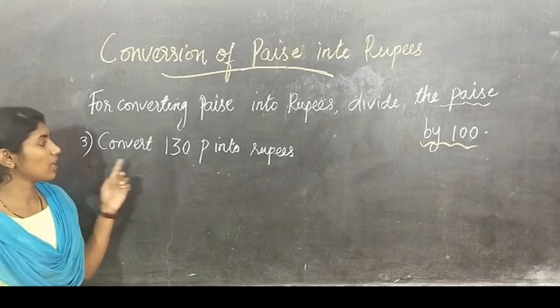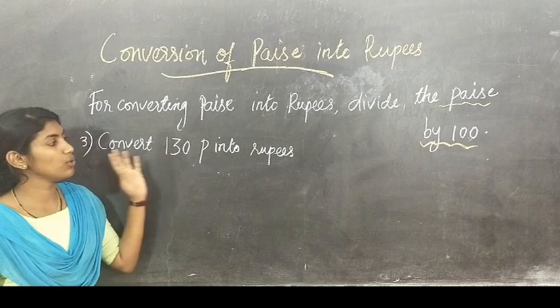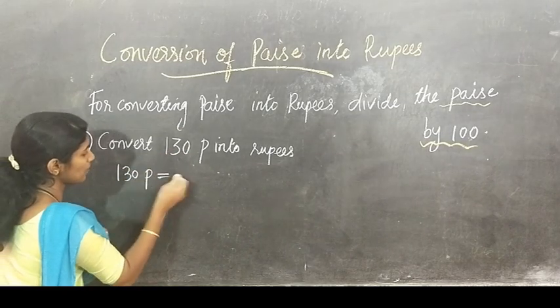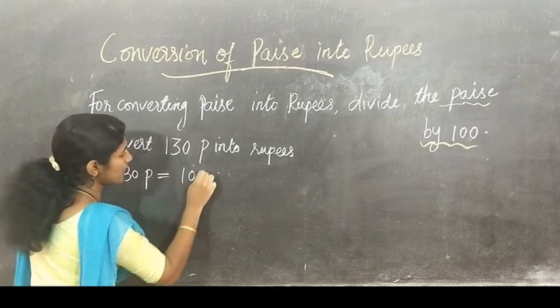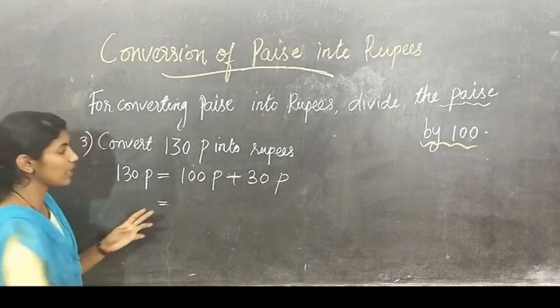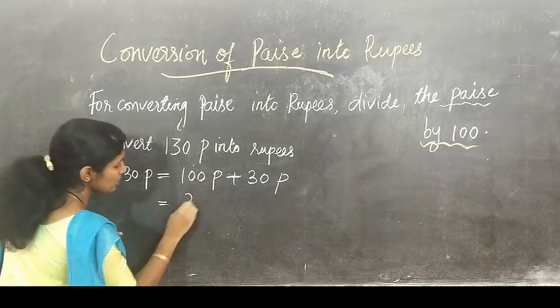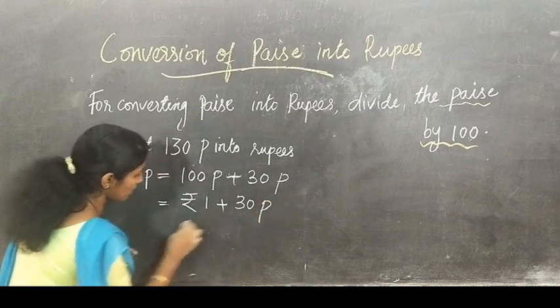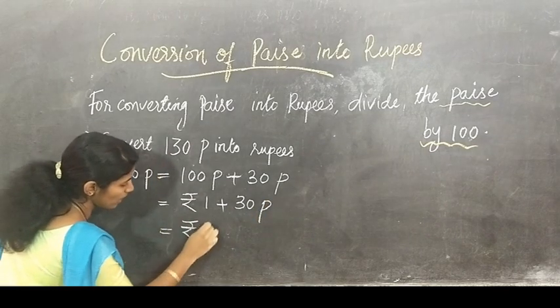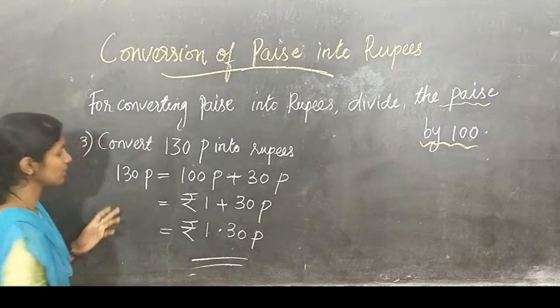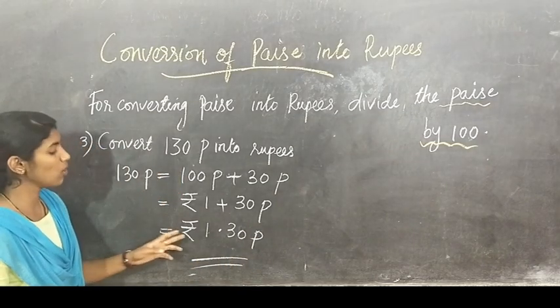Third question, convert 130 paisa into rupees. That is 130 paisa can be written as 100 paisa plus 30 paisa. You know that 100 paisa equal to 1 rupee. That is rupees 1 plus 30 paisa. This can be written as rupees 1, then 1 dot, then 30 paisa. That is 130 paisa equal to 1 rupee 30 paisa.